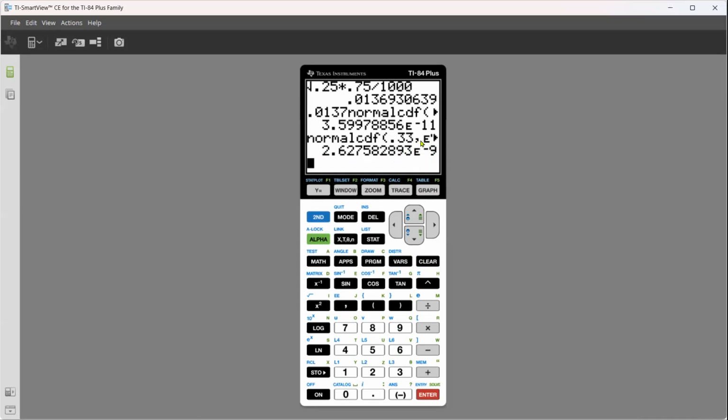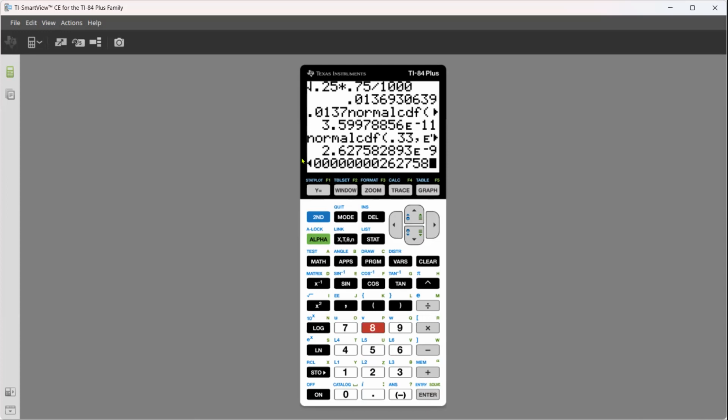This means there are 9 decimal places to the left of where it currently is. That means there are 8 zeros. So you'd have 1, 2, 3, 4, 5, 6, 7, 8, then 2, 6, 2, 7, 5, 8, whatever. That's your decimal.